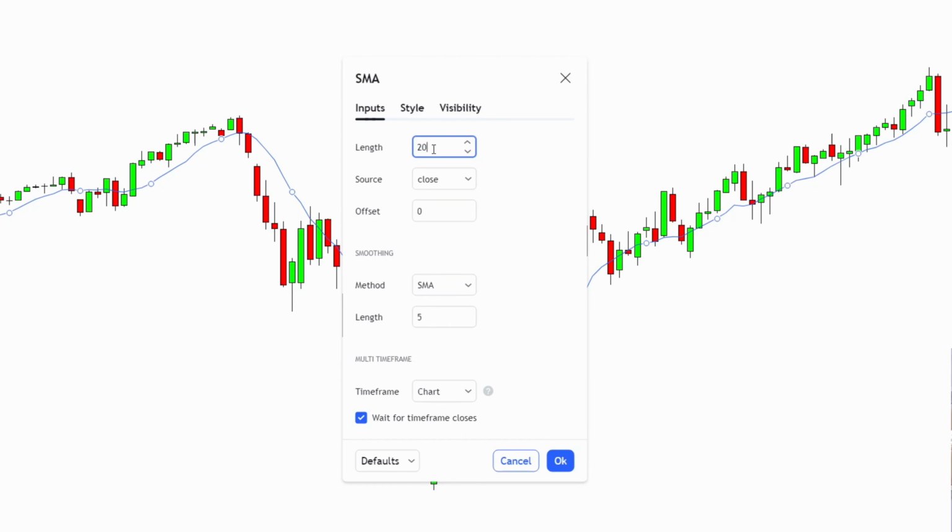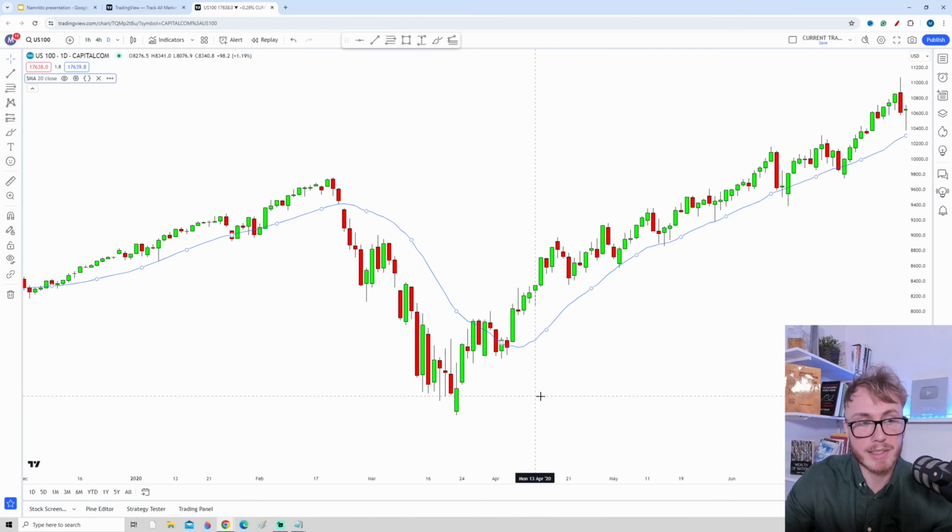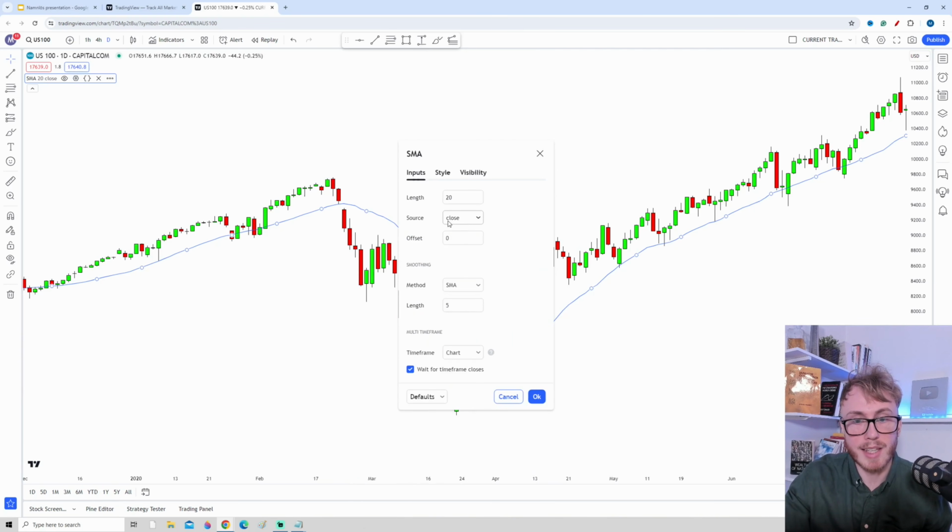So for example, if we change the length to 20, now we have an SMA 20 on the chart. If we want to change the length to 50 and have an SMA 50, we simply choose 50 here and we will have a 50-day moving average, and so on and so on. But for now, let's keep this one at 20 right here. And let's actually go up to the settings tab once again.